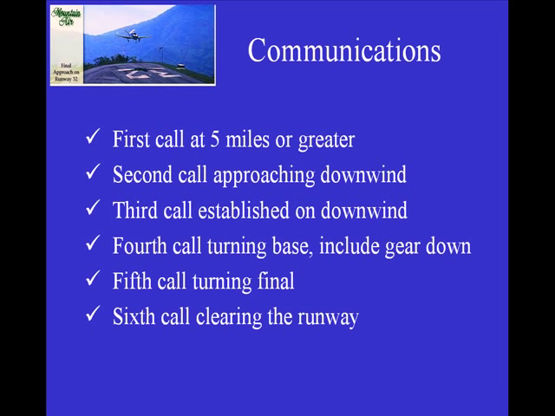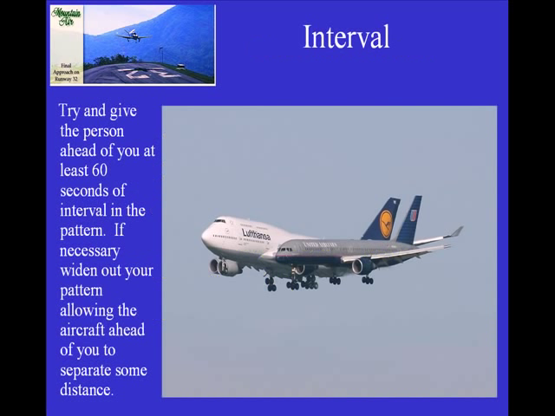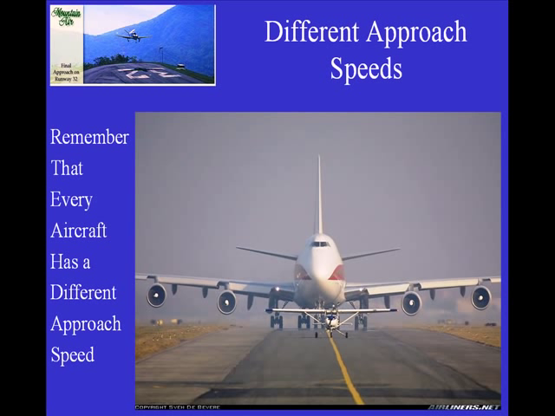So the time from when you make that fifth call to the time you clear the runway is not very long, and it's not an imposition on those that are playing tennis or driving their golf carts around the airport. Watch your interval. Try and give the person ahead of you at least 60 seconds of interval in the pattern, and that way when they touch down and roll out, they'll clear the runway before you touch down. And if necessary, you can widen your pattern out on downwind or on base, which allows you to have the extra difference that you need.